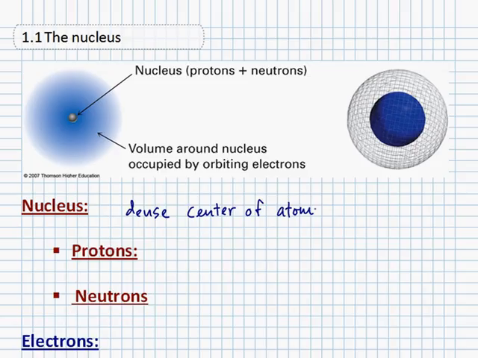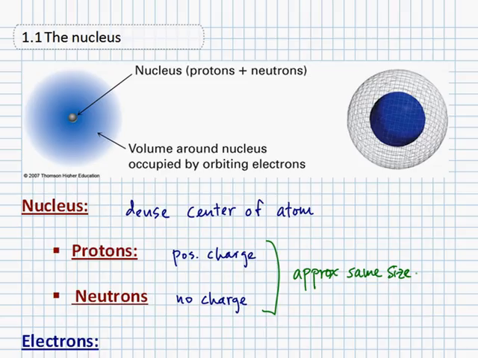So protons are positively charged particles. Neutrons have no charge. And protons and neutrons are approximately the same size. So that nucleus, if we were able to see it, it would sort of look like a bunch of grapes where we've got these little protons and neutrons that are clumped all together in the center of it, right?